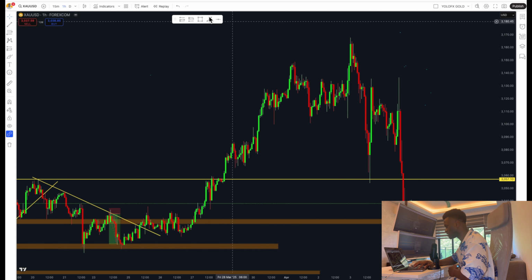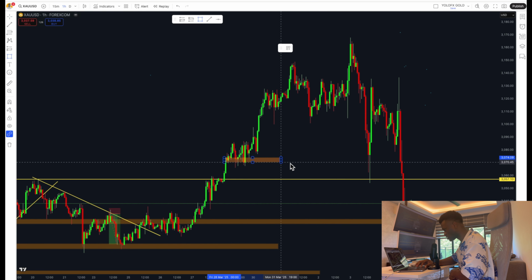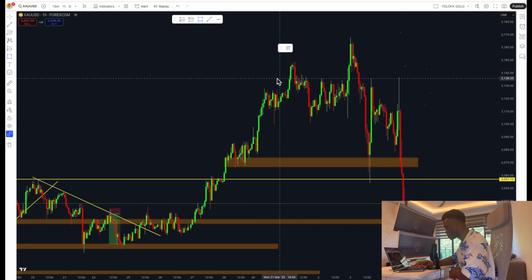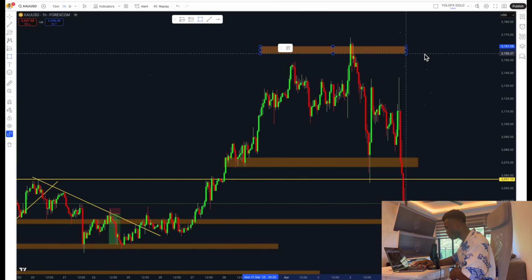So first thing is that I mark out my key zone. Also you see that there's a support here. You find another support zone. And sometimes the support zone might not be straightforward like this. Let's say I want to mark a new one. Usually you say you want to mark like this.